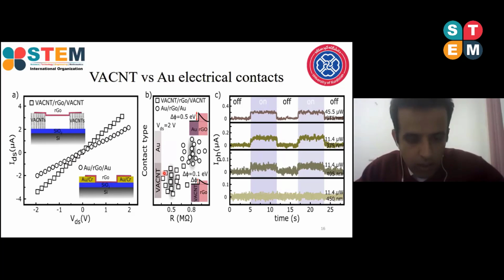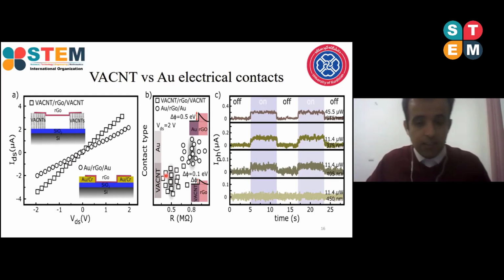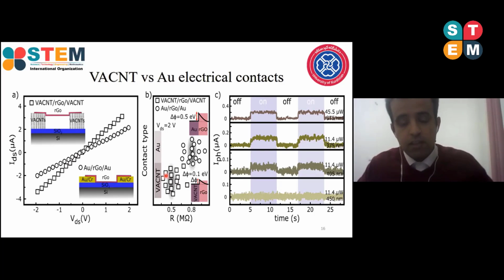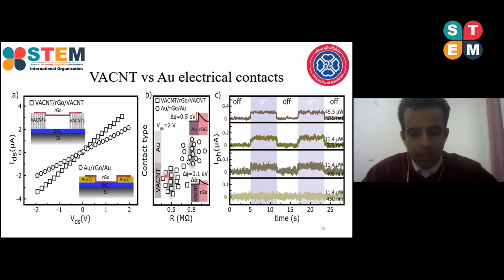So we predict that the vertically aligned carbon nanotube provides better electrical performance for our devices, since both structures, graphene and also vertically aligned carbon nanotube, contain carbon atoms that can bond together and form a better electrical connection.